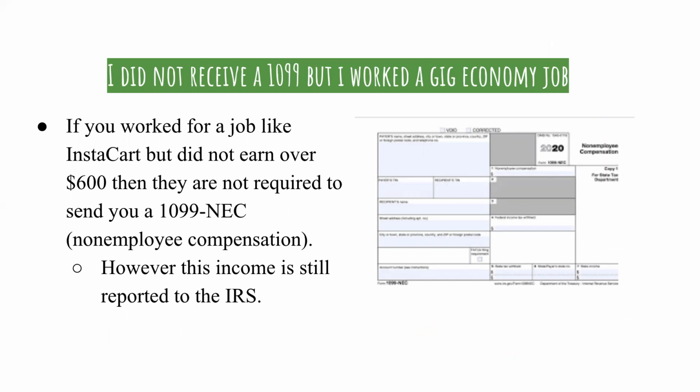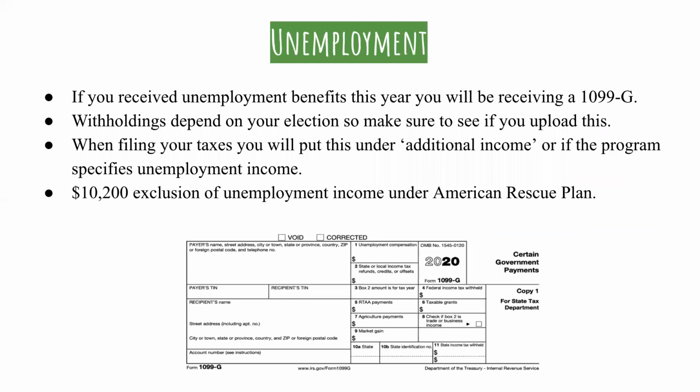And Instacart sends a 1099-NEC. Don't be confused by all these terms. They're just ways for them to show non-employee compensation. So something where you're not a direct employee, you're more of a contract worker. This income is still reported to the IRS on their end, so you need to include it in your income calculation as well. All right, so then we're going to get into unemployment.